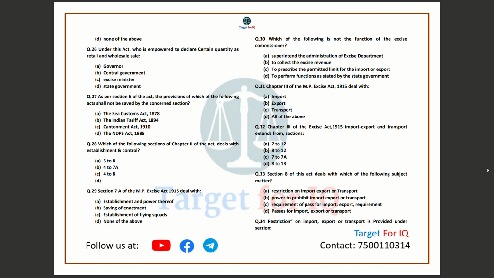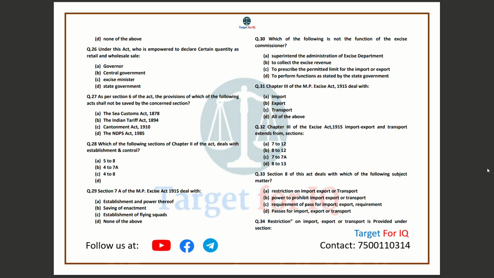Question number 28. Which of the following sections of Chapter 2 of the Act deals with establishment and control? Option A, 5 to 8. Option B is 4 to 7A. Option C is 4 to 8. And option D, which is not mentioned, is 7 to 7A. So the correct answer to question number 28 will be option D, that is from 7 to 7A.